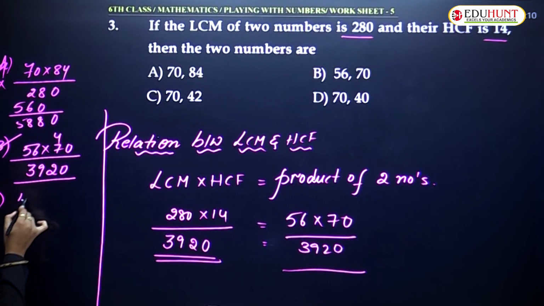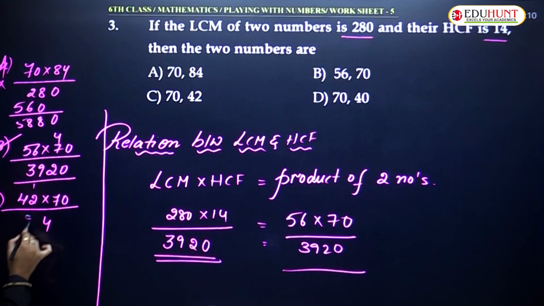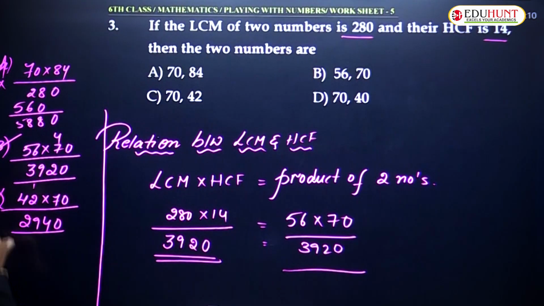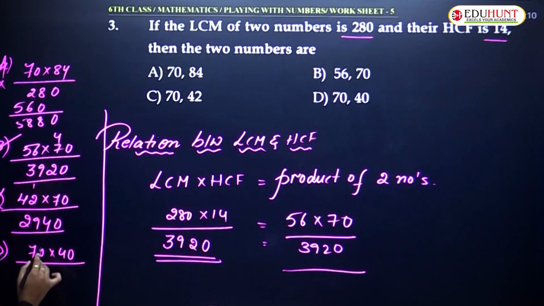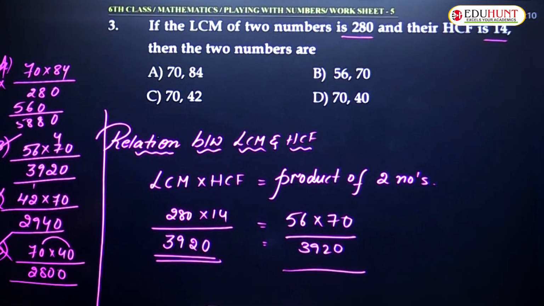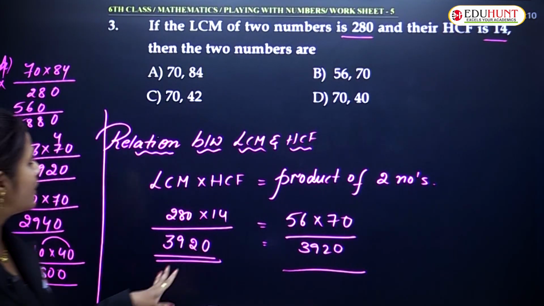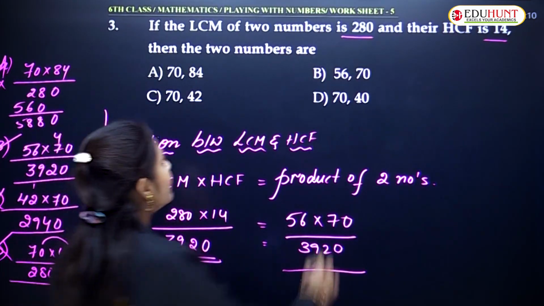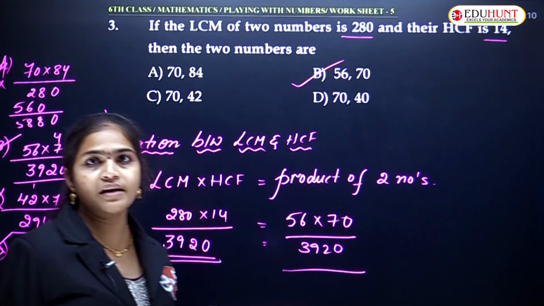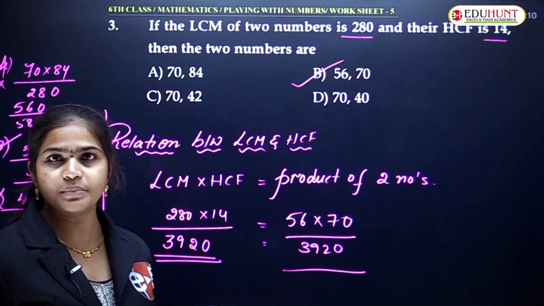Option C, what is given here? 42 into 70. 7 2s 14, 7 4s 28 plus 1 29, 2940, but here 3920. That's why option C is also not satisfying. Next, option D. What is option D here? 70 into 40. Okay, 4 7s 28, and here 2 zeros are there, no, so that's why 2 zeros. So this is also not satisfying. Am I clear to you? So as per this, what is the correct option here? 56 and 70. Then what are those two numbers? 56 and 70. Am I clear to you?